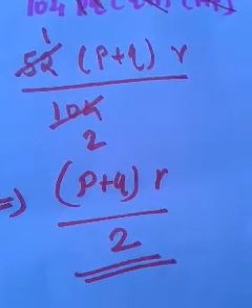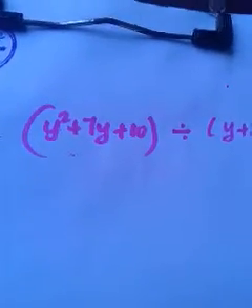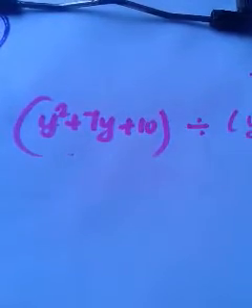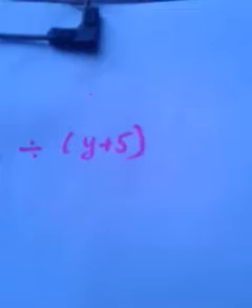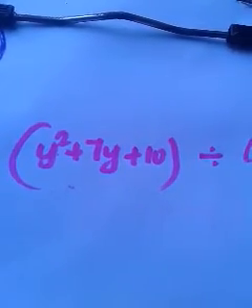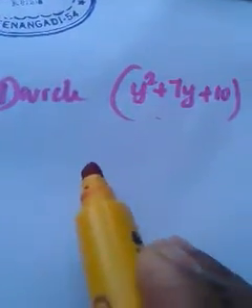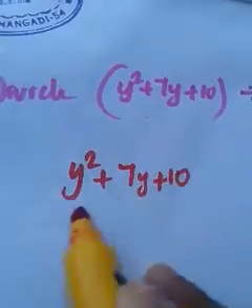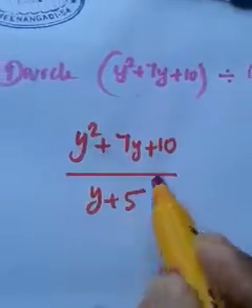Moving to the next question. Next question: divide y square plus 7y plus 10 by y plus 5. This is your question: y square plus 7y plus 10 divided by y plus 5. So let me solve this question. We have to divide y square plus 7y plus 10 by y plus 5.